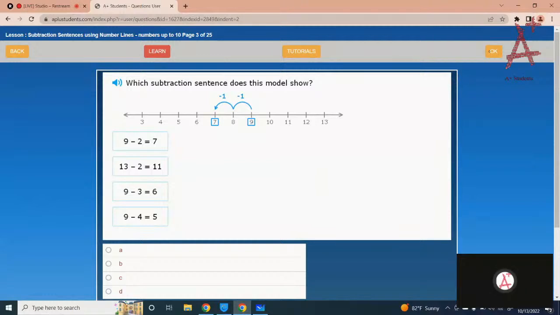Got it? So which option is the correct one? Which option involves the numbers 9, 2 and 7? So here you have 9 take away 2 and you're left with 7. Got it? Okay, 9 take away 2 equals 7. So the first option is the correct one. Select the correct option and click on the OK button. Got it?